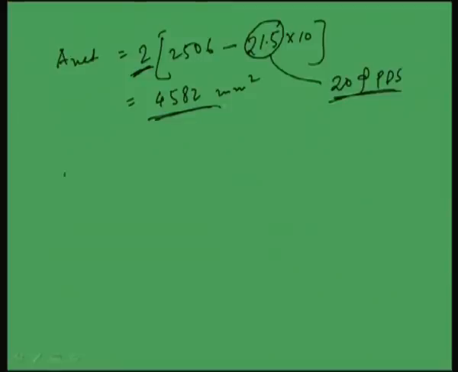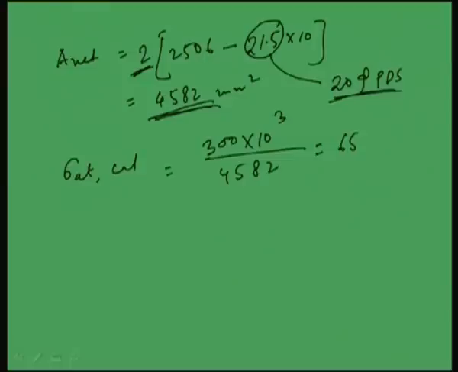Now we can find out sigma at calculated, because now we know the net area. So sigma at calculated will become: the area we have is 4582 millimeter square, load is 300 into 10 cube. So if we make this, it is becoming 65.5 MPa, load by area, right.